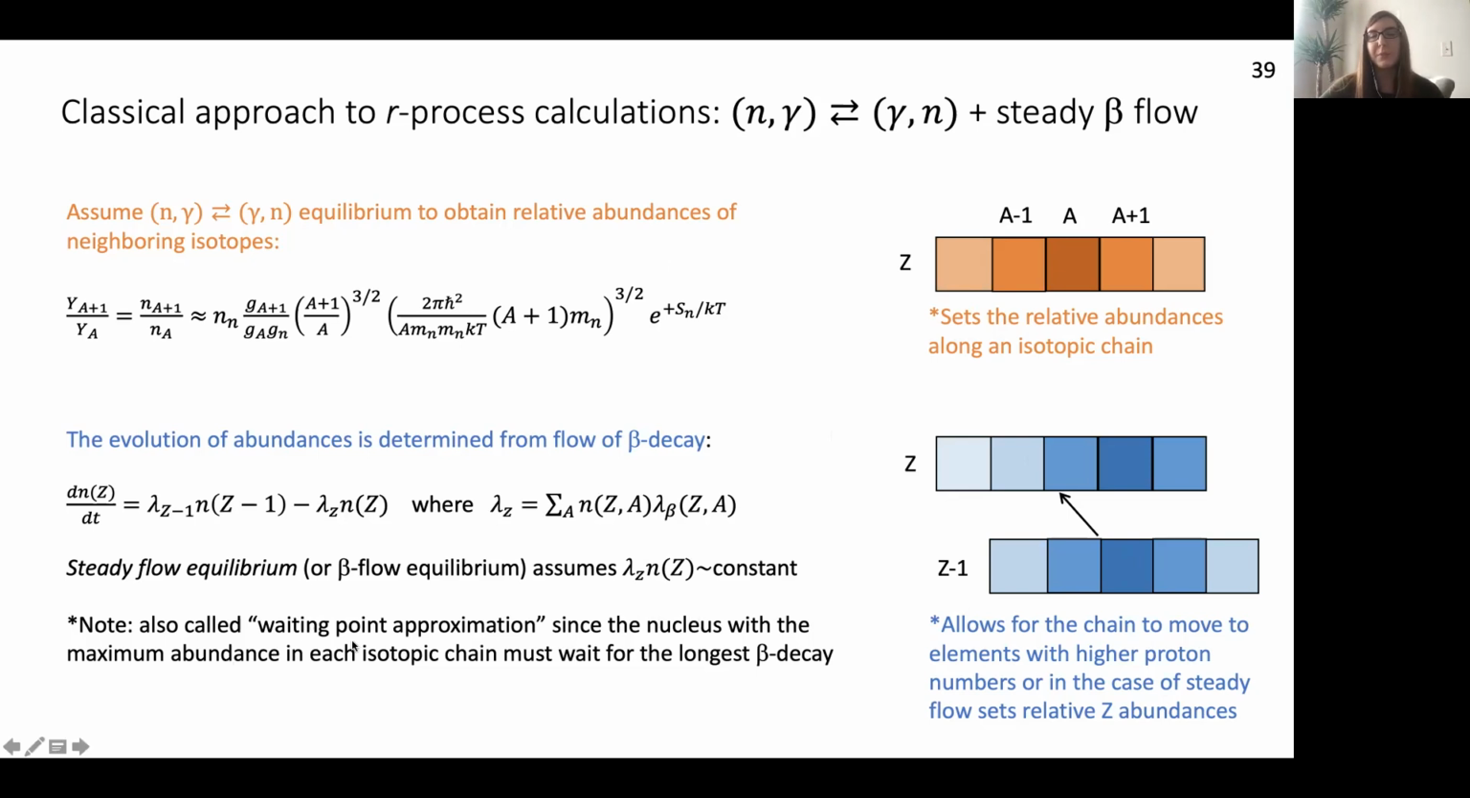So this is also sometimes called the waiting point approximation, because this average means that each nucleus will have to wait basically until the longest beta decay timescale. So your longest beta decay timescale is going to come in and have to make things wait. Okay.